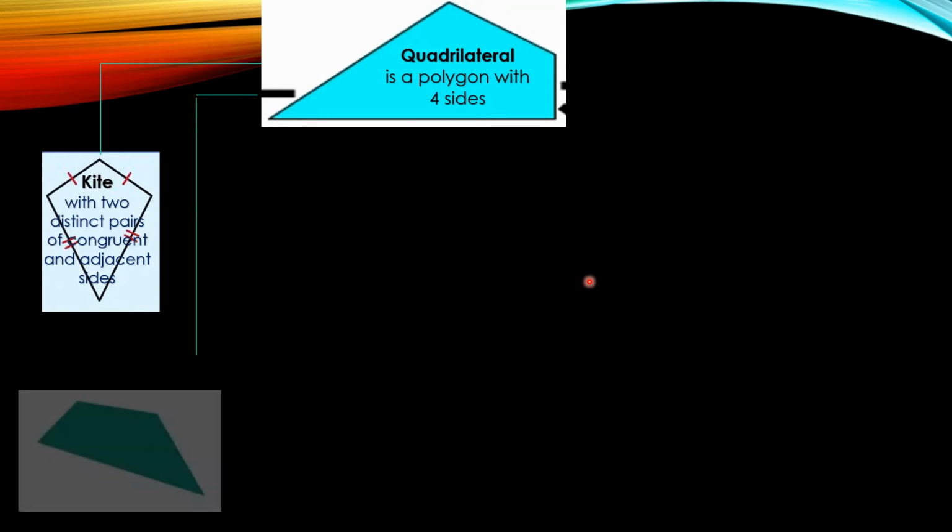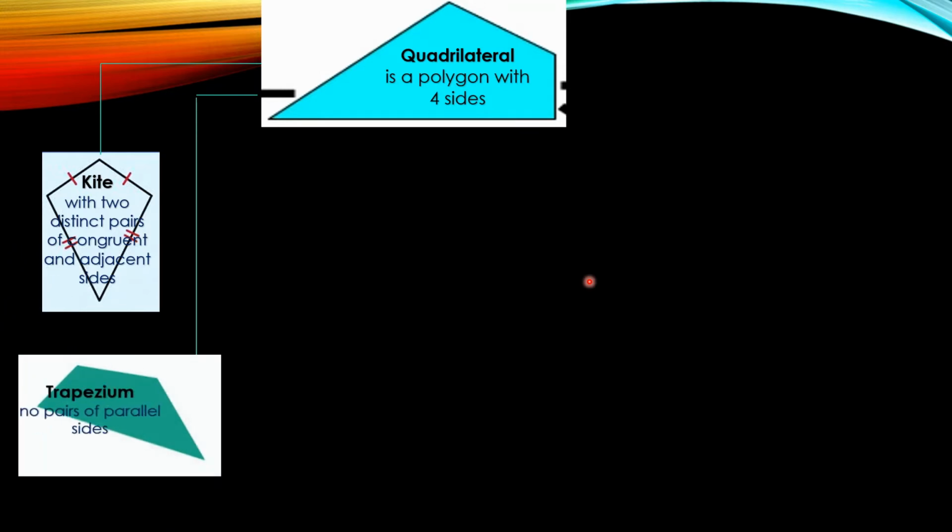Our next one is trapezium. A trapezium has no pairs of parallel sides. So, do you know what a parallel side is? Parallel sides are two lines that do not intersect each other. So, no pairs of parallel sides.